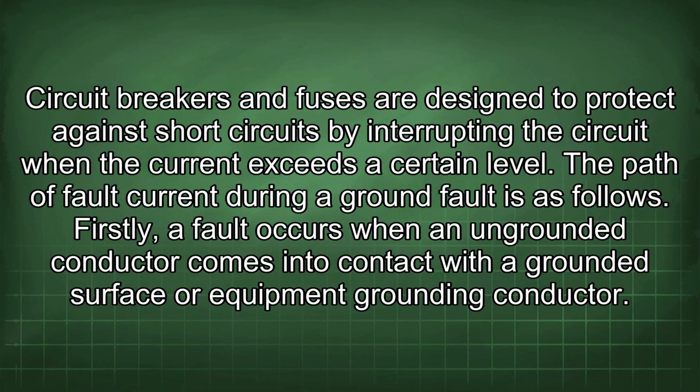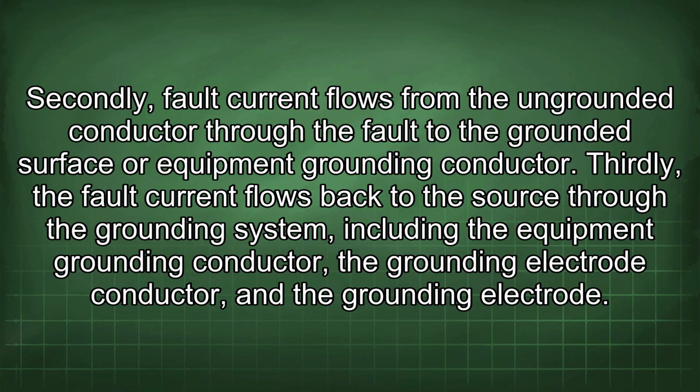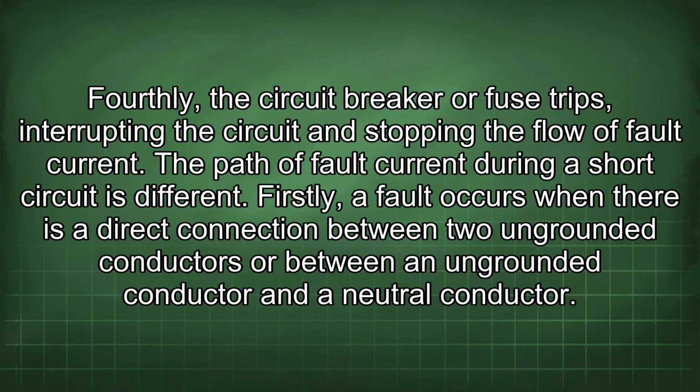Firstly, a fault occurs when an ungrounded conductor comes into contact with a grounded surface or equipment grounding conductor. Secondly, fault current flows from the ungrounded conductor through the fault to the grounded surface or equipment grounding conductor. Thirdly, the fault current flows back to the source through the grounding system, including the equipment grounding conductor, the grounding electrode conductor, and the grounding electrode. Fourthly, the circuit breaker or fuse trips, interrupting the circuit and stopping the flow of fault current.